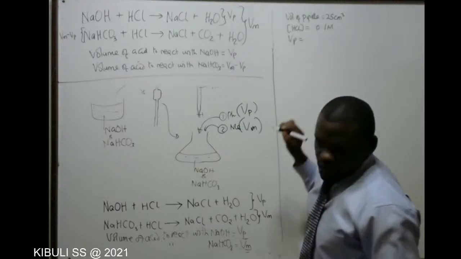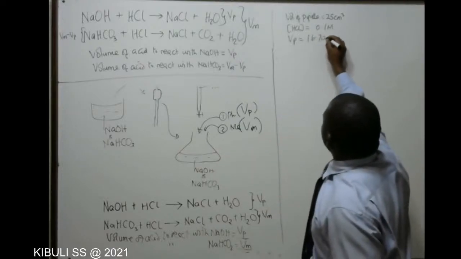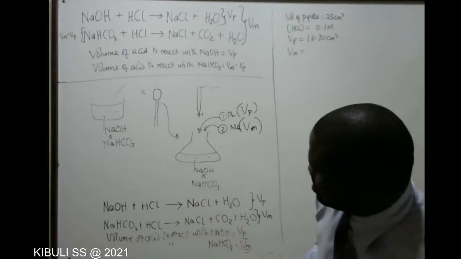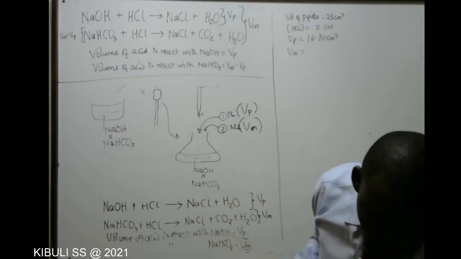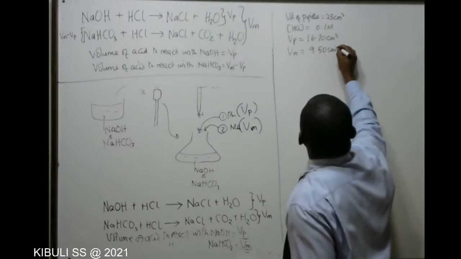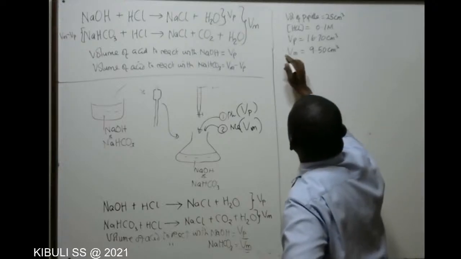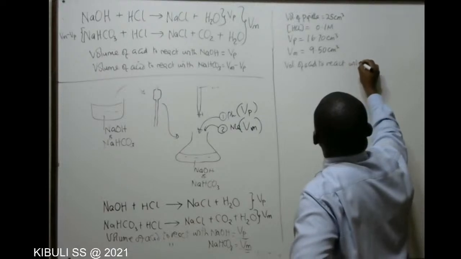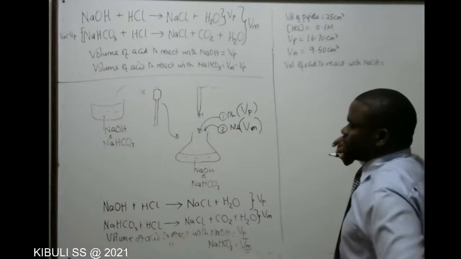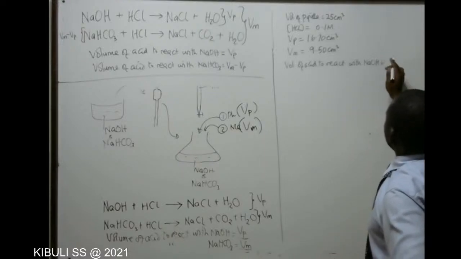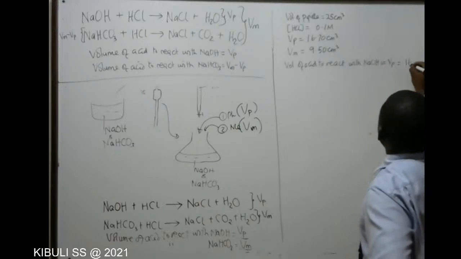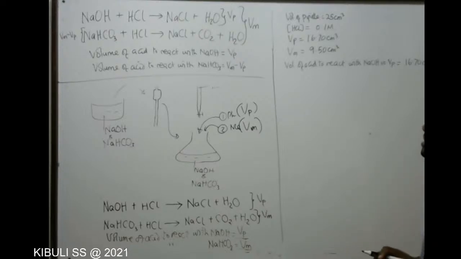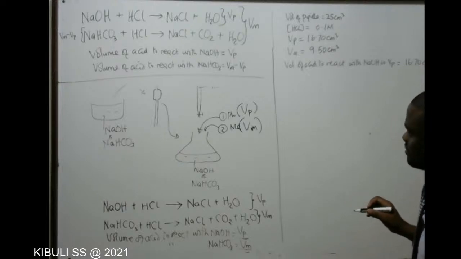Vp equals 16.70 cubic centimeters, and then Vm equals, Vm is 9.50 cubic centimeters. So from here you can find out volume of acid to react with the sodium hydroxide is equal to, which is our Vp, equals Vp, and our Vp is 16.70. Then we can be able to calculate the number of moles of the acid, the molarity of the acid, and hence the concentration in grams per liter of the same acid.